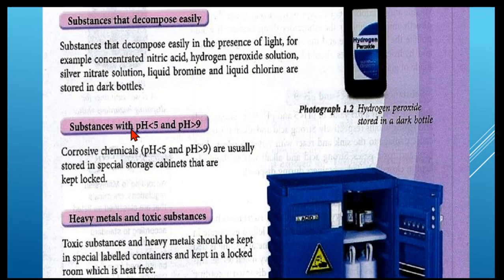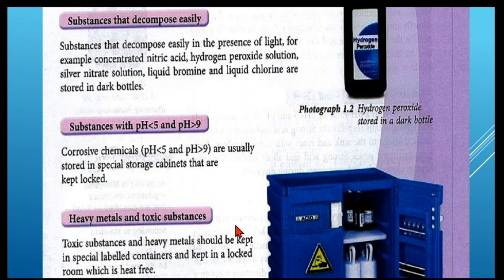Seterusnya, substance with pH lower than 5 and substance with pH more than 9. Okay, maksudnya ini adalah acid pekat dan juga alkali yang lebih pekat lah kan. So corrosive chemicals, ini adalah bahan-bahan yang mengakis lah. Stored in special storage cabinets that are kept locked. Okay, for example acid, pH yang kurang daripada 5.